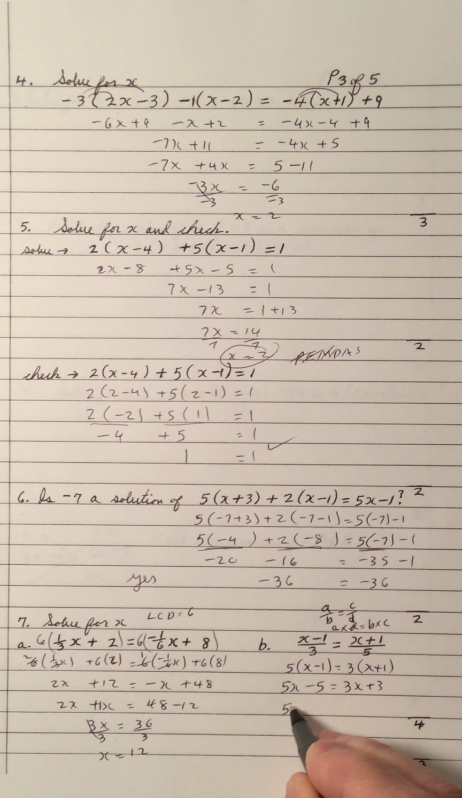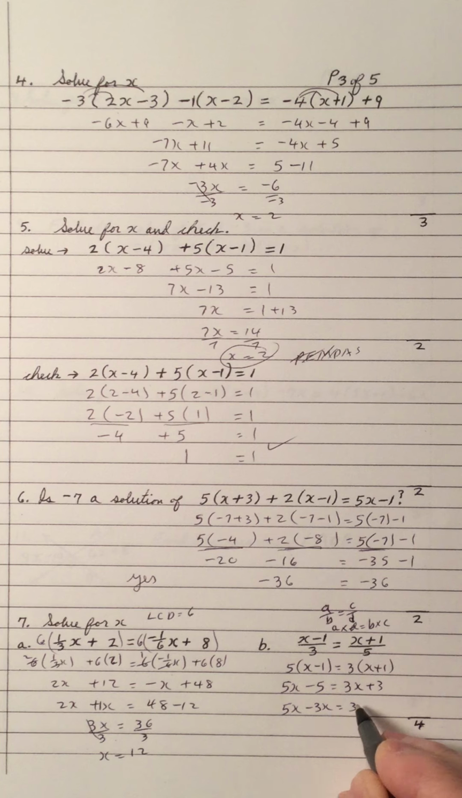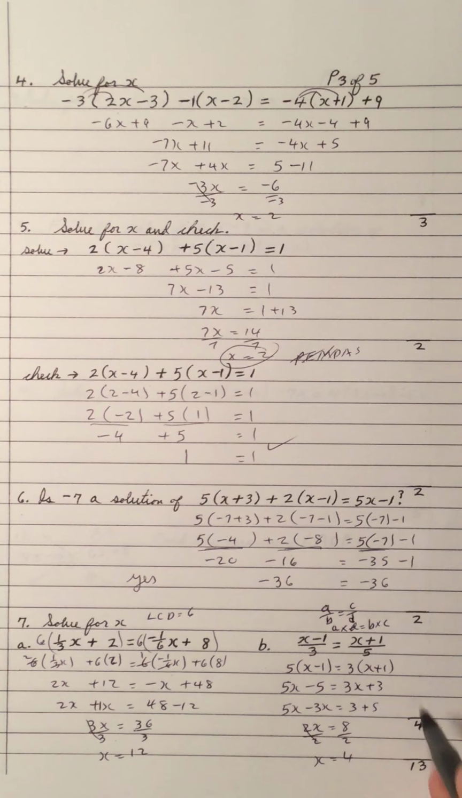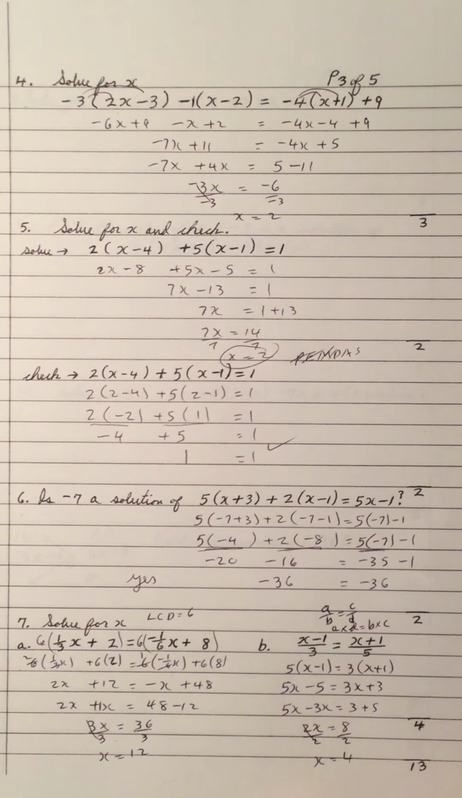X's go to the left. When they do, you change the sign. Numbers go to the right, and you change the sign. So plus 3, minus 5, plus 5. That gives me a 2x equals 8. And 2 times what number gives you 8? The answer is 4, but we'll just do the extra step. Cancel. Divide both sides by 2, we get a 4. And you get 2 marks for each one, and do a total on the page.